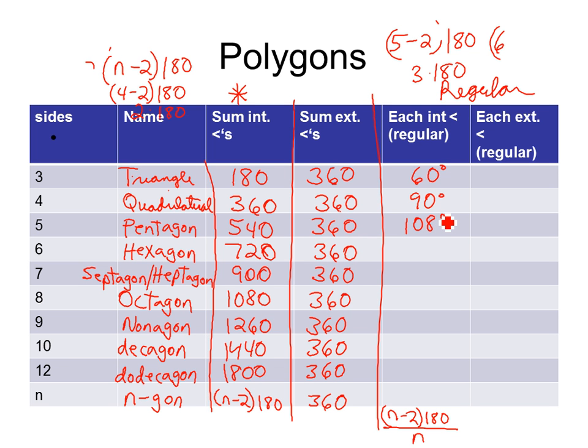How about a hexagon? 720 divided by 6 is what? It's 120. Each interior angle of a regular hexagon is 120. A heptagon doesn't have a regular number, but it'll still be a number, 128.571.